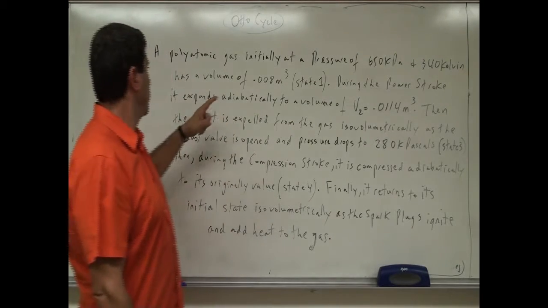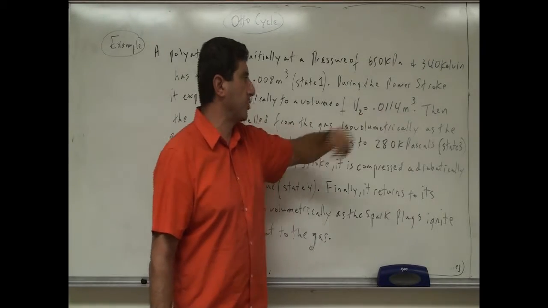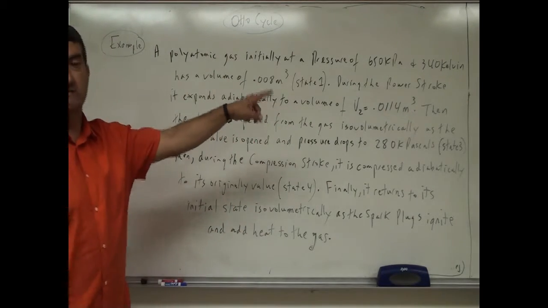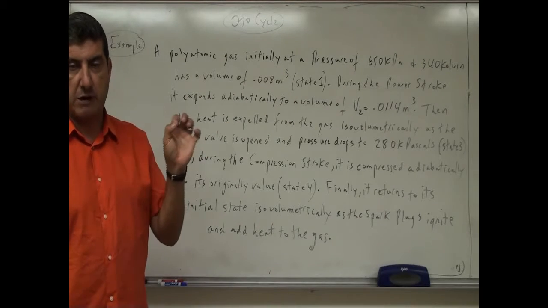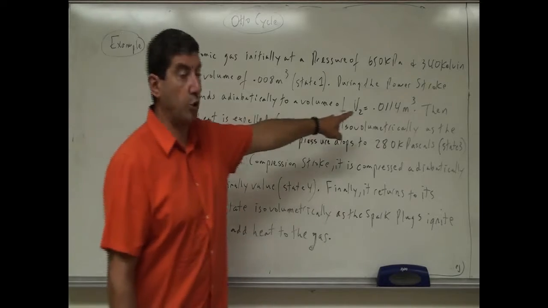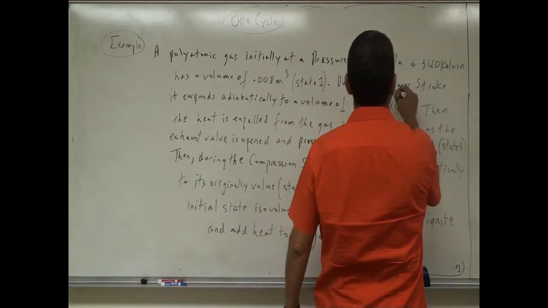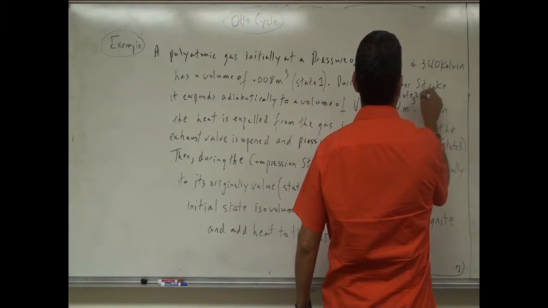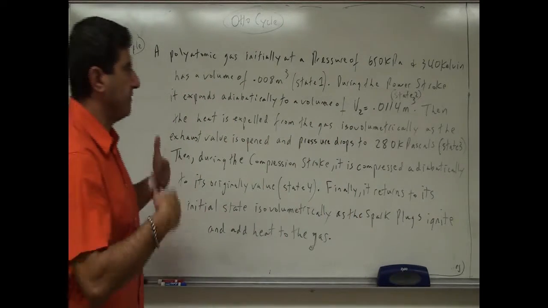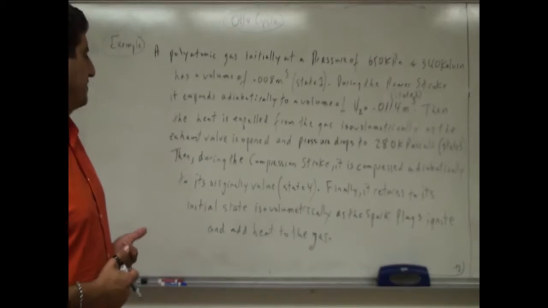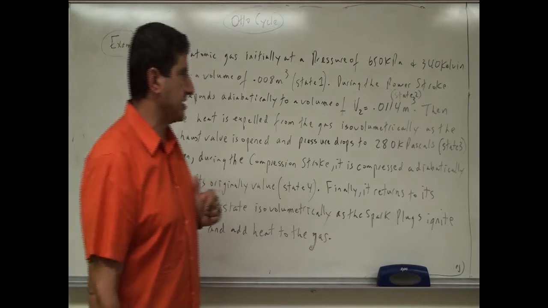During the power stroke, it expands adiabatically to a volume of V2, which is 0.0114 cubic meter. I've chosen the same volume as what we called V3 for the Carnot cycle problem. This we're calling V2. It's the second state, right? So we call this state 2. Then the heat is expelled from the gas isovolumetrically as the exhaust valve is opened and the pressure drops to 280 kilopascals, state 3.